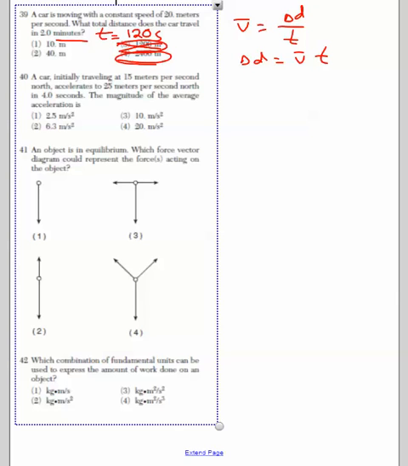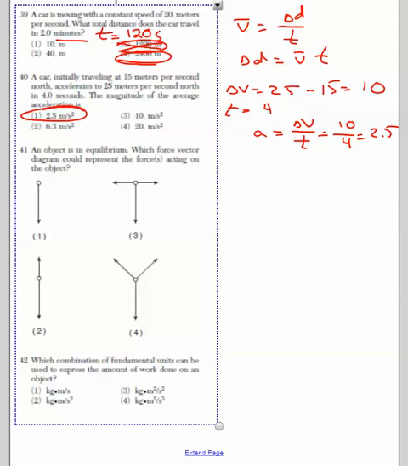Number 40, a car initially traveling at 15 meters per second accelerates to 25 meters per second. So the change in velocity is 25 minus 15, or 10. And it does so in time of 4 seconds. So if acceleration is change in velocity over time, we have 10 over 4, or 2.5.